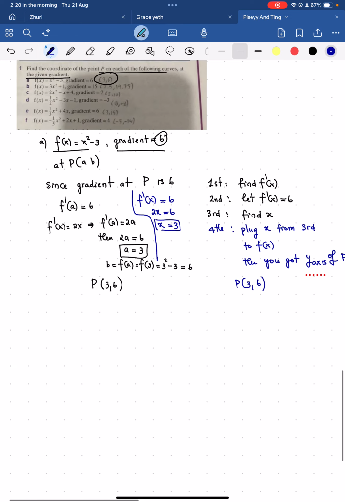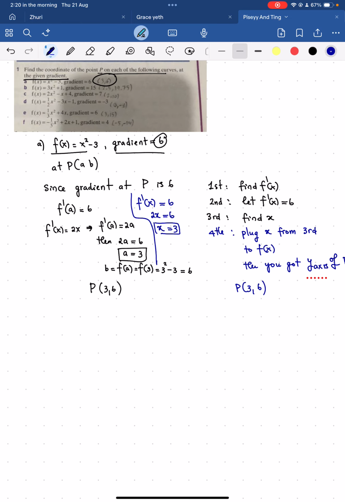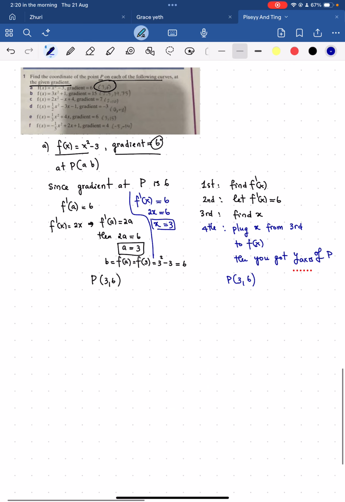So I hope you understand, and I'm trying to explain why it's like that, so I don't want you to just get the answer with no reason. The reason, like I told you, is that f prime of x gives the gradients for all functions, for the tangent to the curve. That is why we find f prime of x.